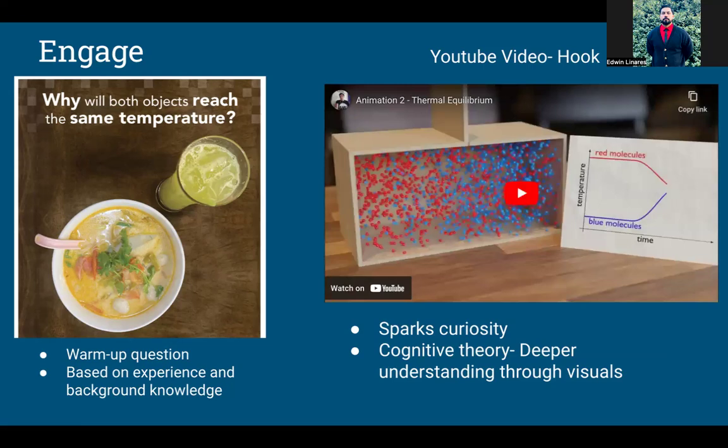Although this video did not have any audible elements in it, the visuals spark curiosity, and also the graph within the video gives them another source of visual representation of how the temperatures are coming from opposite ends and meeting in the middle, thus setting up the schema towards learning thermal equilibrium.